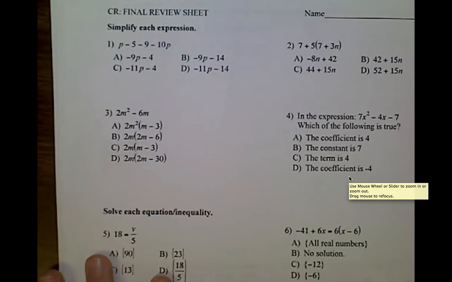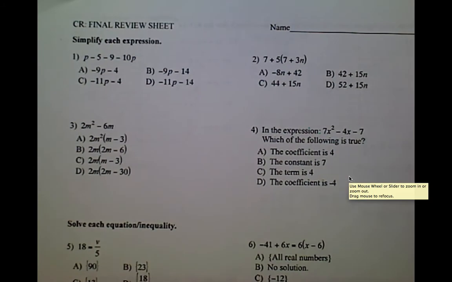Alright guys, we are going to take this final review sheet. I'm going to try to do it as fast as possible because it's a lot of problems, and you can always pause it if needed, okay?